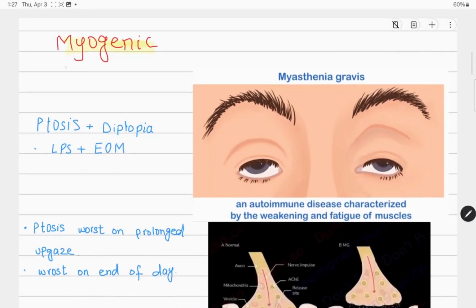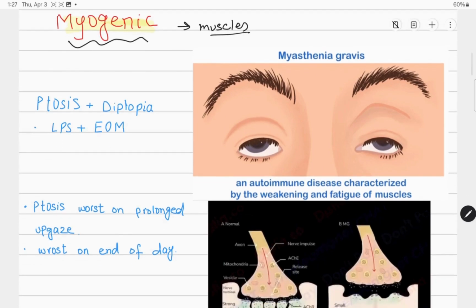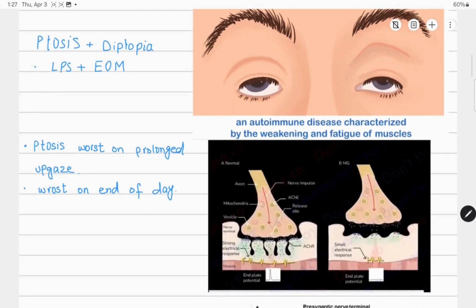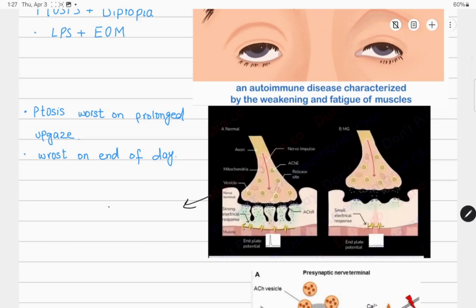Now the other type is myogenic, where there is some problem with the muscles. First of all we will discuss the most important one, myasthenia gravis. So what happens in myasthenia gravis? This picture is of the neuromuscular junction. In the neuromuscular junction there is a nerve. Let me change the color. This is the normal nerve and this is the muscle. As the nerve impulse reaches there, acetylcholine is released.